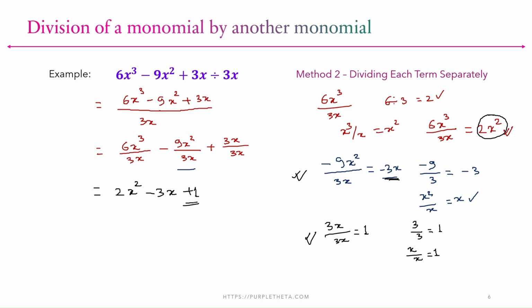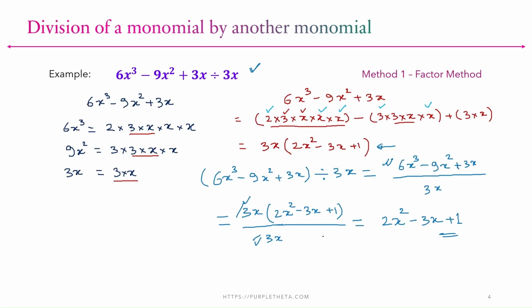And in both the methods, we have seen the same answer, that is 2x square minus 3x plus 1. This we have seen by method 2. And I will move to method 1 and I will show you the answer. If you see here, this is our answer we got by method 1, 2x square minus 3x plus 1, right?